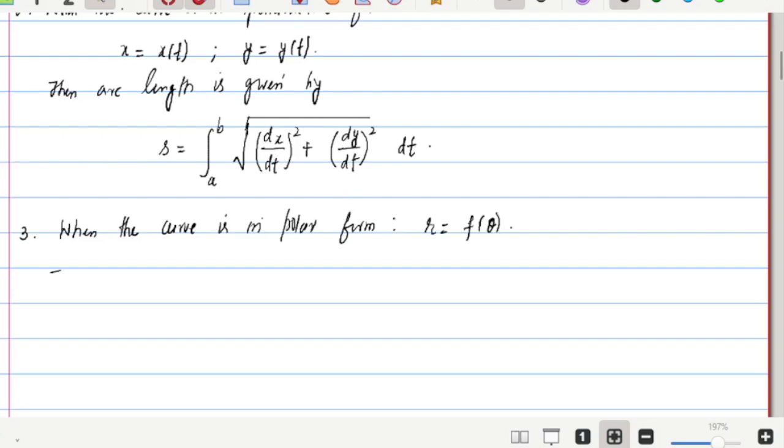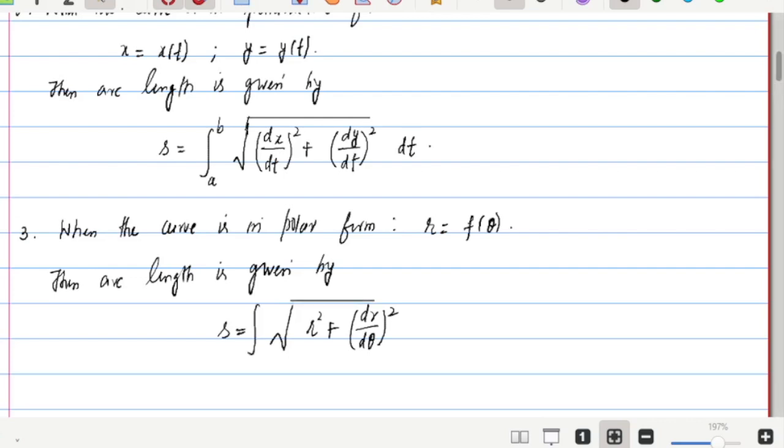Then the arc length is given by, again it is denoted by s, and now in this case it is defined as square root of r square plus dr by d theta whole square. Now here we can integrate between the 2 points, suppose theta 1 to theta 2, with respect to theta. So these are three different ways of evaluating the arc length of a curve whenever the curve has a given type of representation, either in Cartesian form or parametric form or polar form.